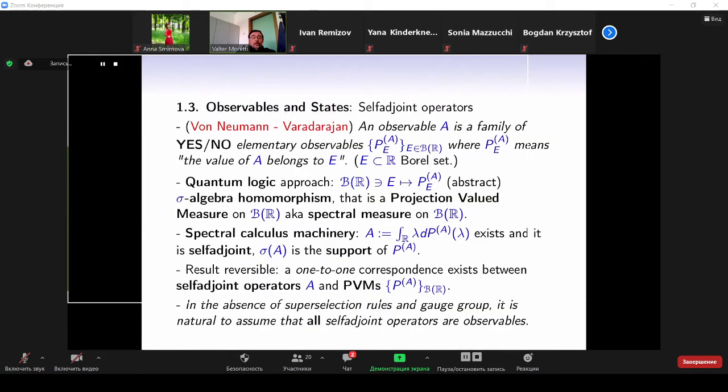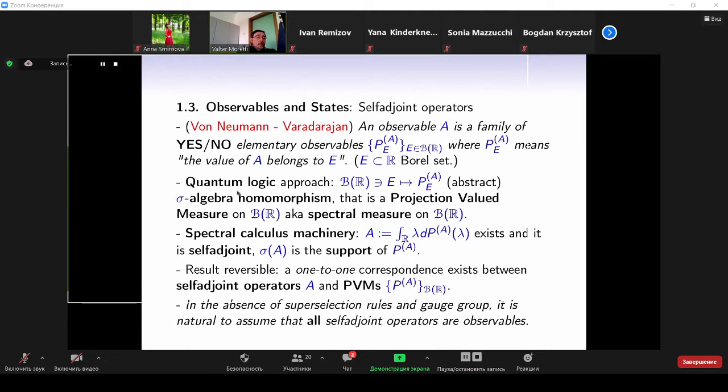In this case, it is also possible to define general observables. From this perspective, a general observable is a collection of elementary observables labeled by sets in the Borel family of sets of the real axis. The meaning of this projector is that the value of the observable associated with this family of projectors belongs to the Borel set E, if I perform a measurement on the system.